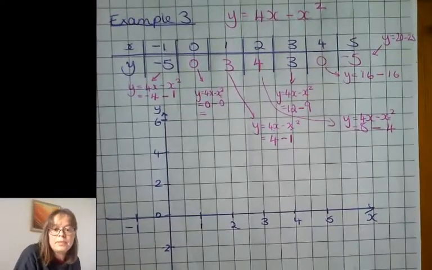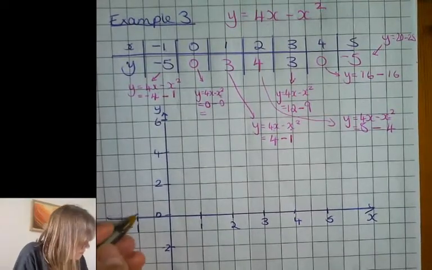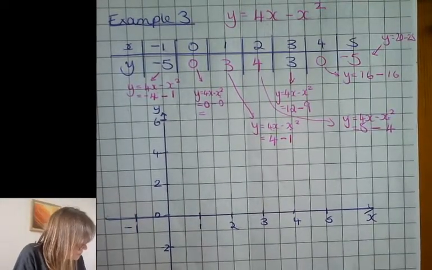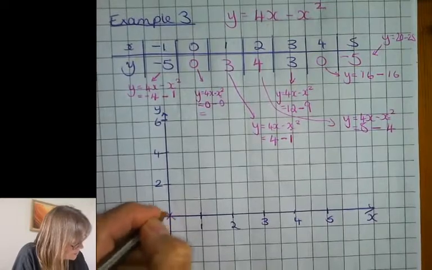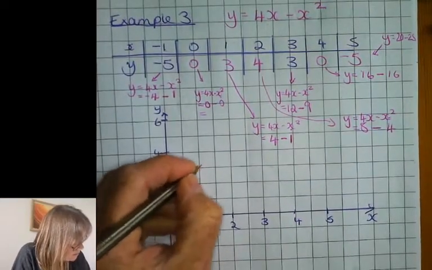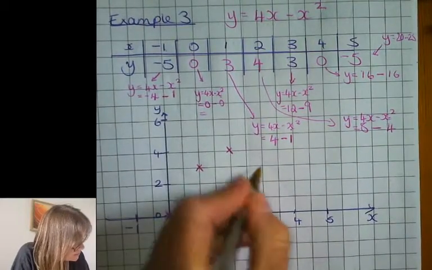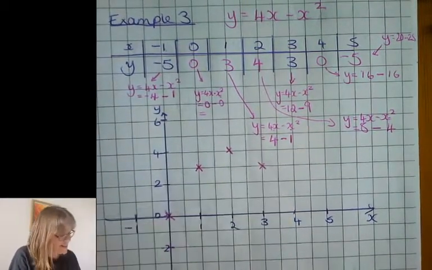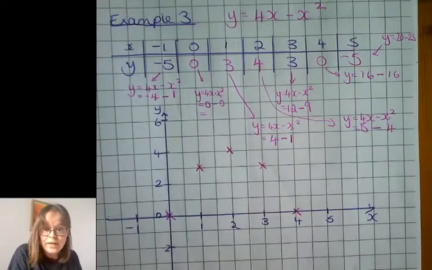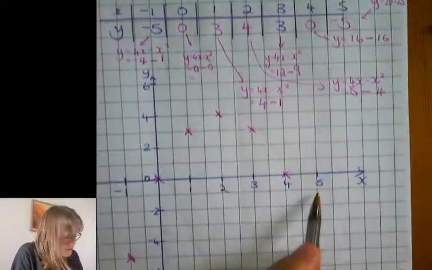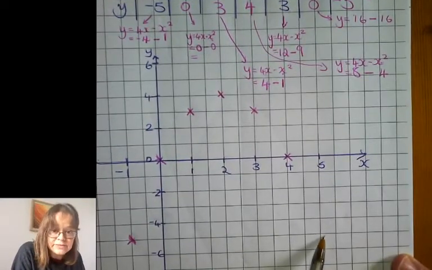And now I'm going to plot those on my graph and regret the fact that I've drawn all over it. 0, 0, 1, 3, 2, 4, 3. Oh, not too bad. It hasn't quite overlapped with my writing. 4, 0, and 5, minus 5.